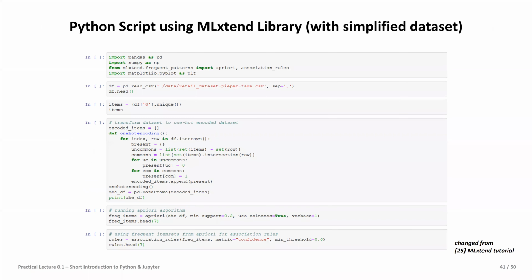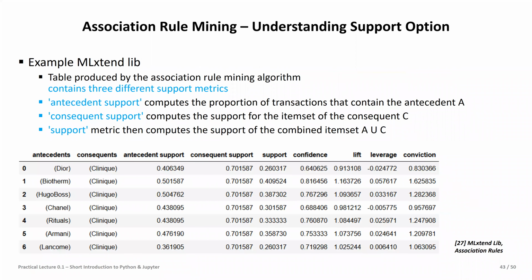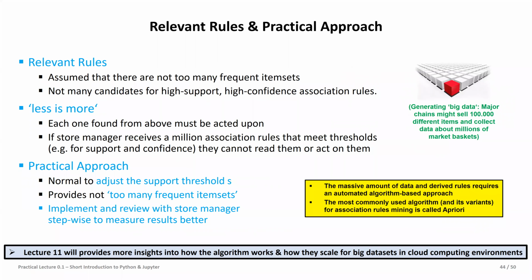So all what I just presented is essentially on the slides here. We see a little bit more about the perfume stores here, and that it's simplified data. If you go to the real data sets, it's incredibly harder. You have perfume sprays in different milliliters, lots of different things we will explore in lecture 11, and of course then understanding the support option.